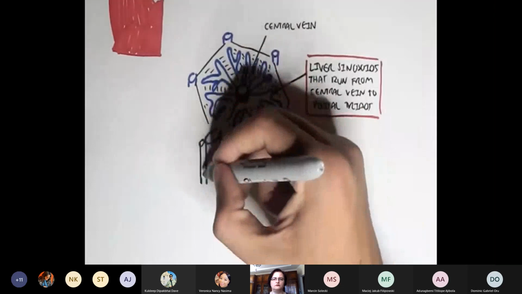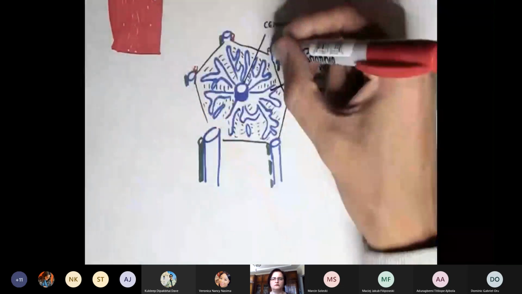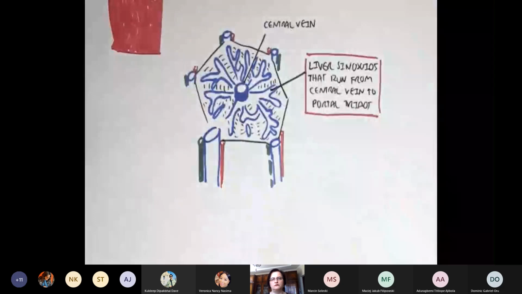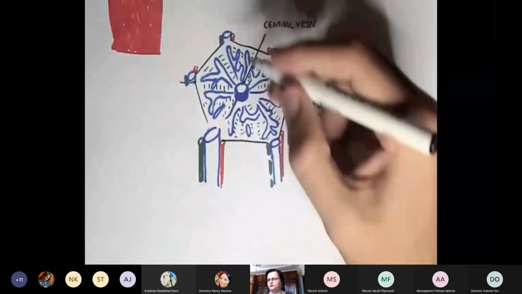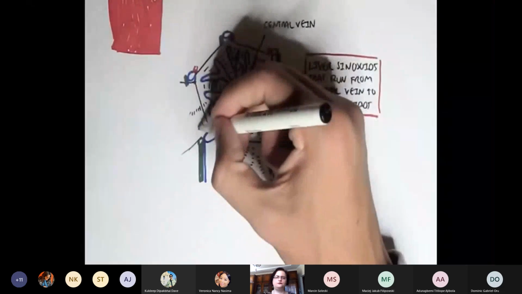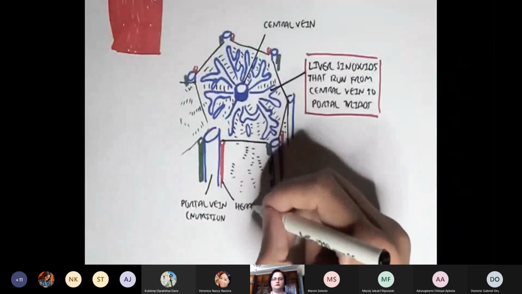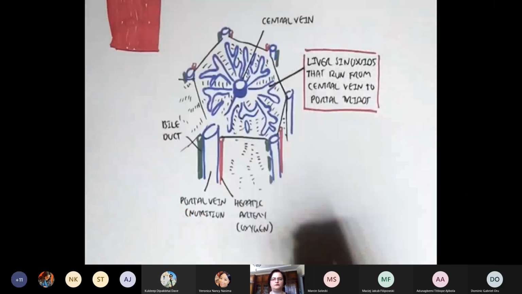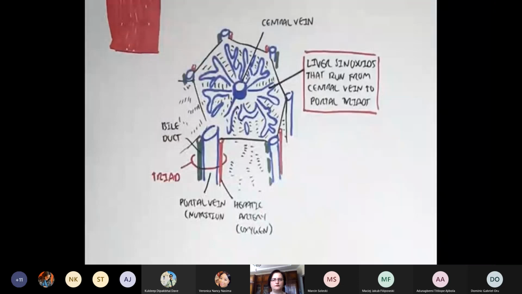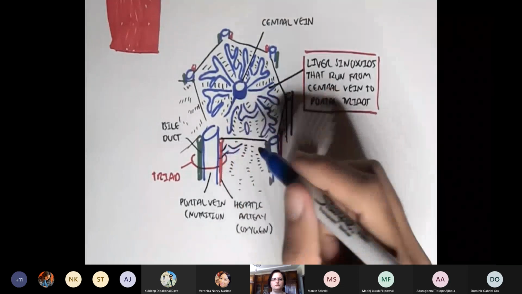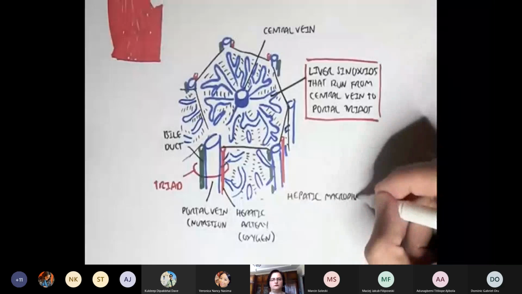What are the portal triads? Well, the portal triads consist of three things: the portal vein, the bile duct, and the hepatic artery. And so all these veins connect with each other, and all these three connect with the central vein. And this is how the liver receives its oxygen, receives its nutrients, and how it sends out bile from the liver into the bile duct. So again, this is known as a triad. Hope this all makes sense.